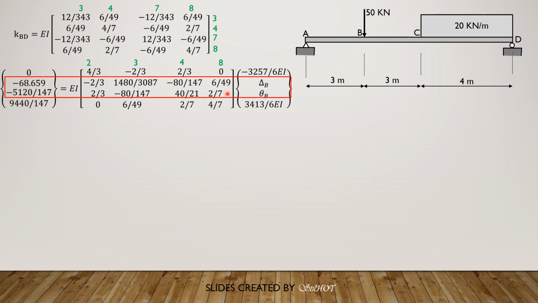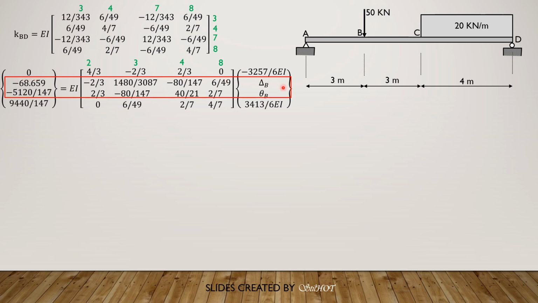And this is 8, 4. 8, 4 is 2 over 7. This is the only 8, 4 here. There's no 8, 4 in the preceding slide. So 2 over 7, then copy 2 over 7. Then finally 8, 8 is 4 over 7. Then theta A is negative 3257 over 6, solved in the preceding slides. And we don't know delta B and theta B. And this is theta D.